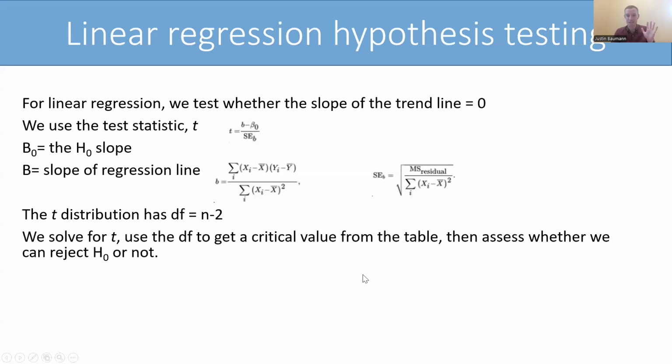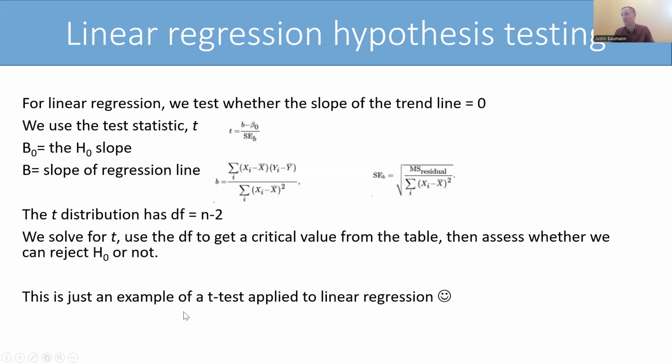But now you've seen the theory. So this is just an example of a t-test applied to linear regression. So what I'm here to tell you is, t-test, that's the same thing as linear regression. A t-test is looking at one categorical versus one numerical, and we can apply that same concept to one numerical versus another numerical.